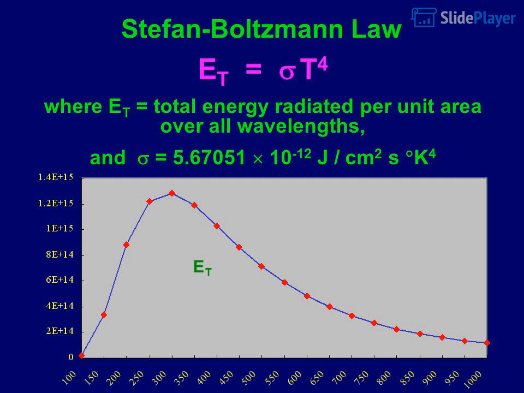Stefan-Boltzmann law. E_T equals sigma T to the fourth, where E_T equals total energy radiated per unit area over all wavelengths, and sigma equals 5.6705 times 10 to the minus 12 joules per cm squared per second per K to the fourth.